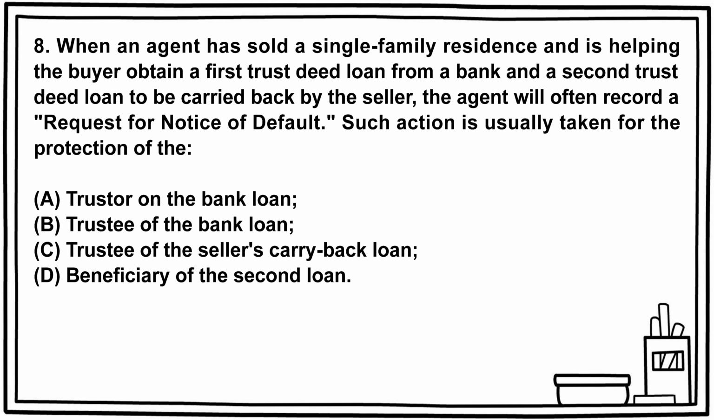8. When an agent has sold a single-family residence and is helping the buyer obtain a first trust deed loan from a bank and a second trust deed loan to be carried back by the seller, the agent will often record a request for notice of default. Such action is usually taken for the protection of the A. Trustor on the bank loan. B. Trustee of the bank loan. C. Trustee of the seller's carryback loan. D. Beneficiary of the second loan.